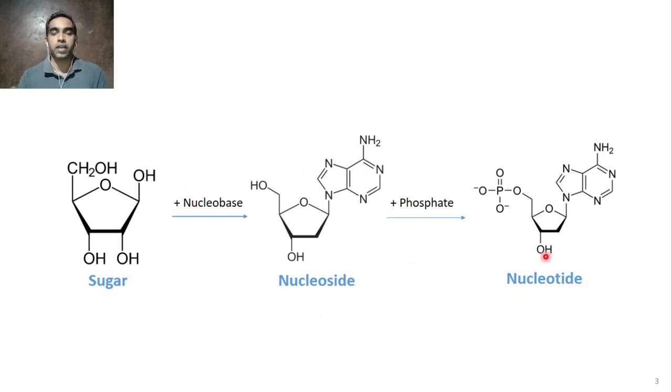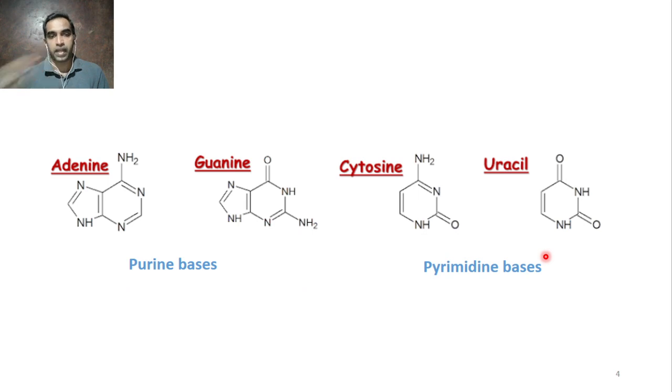you add a nucleobase, any one of those four, and you add phosphate, you will get a nucleotide. And these are the bases, purine and pyrimidine bases. Purine bases are adenine and guanine. Pyrimidine bases can be cytosine and uracil. Remember, the base which is present in DNA but not in RNA is thymine. The one which is present in RNA but not in DNA is uracil.